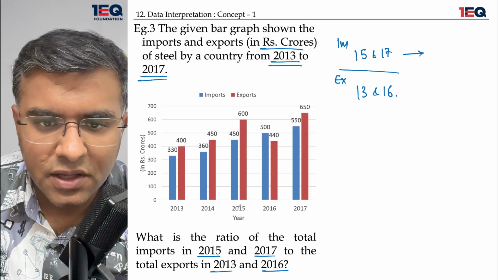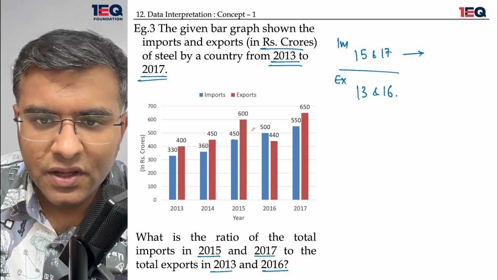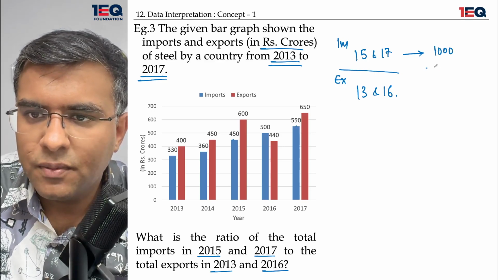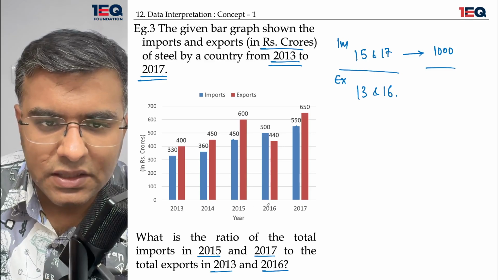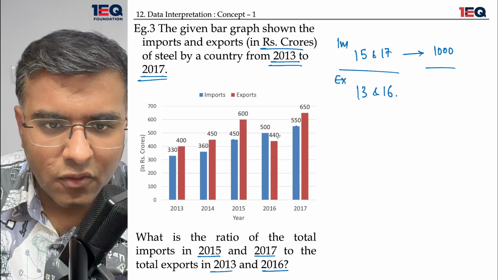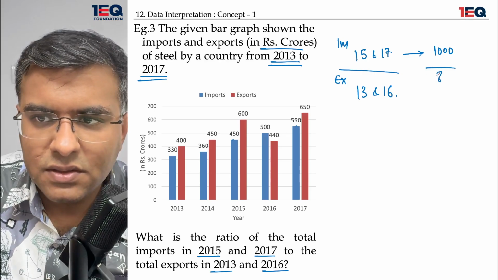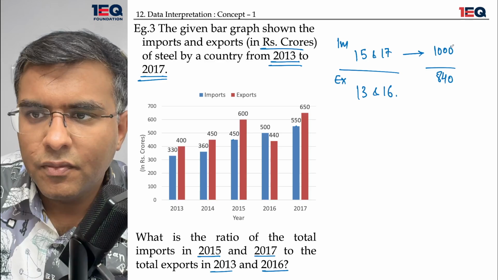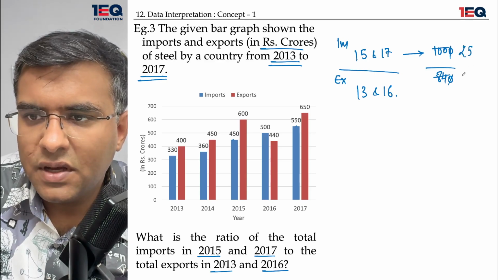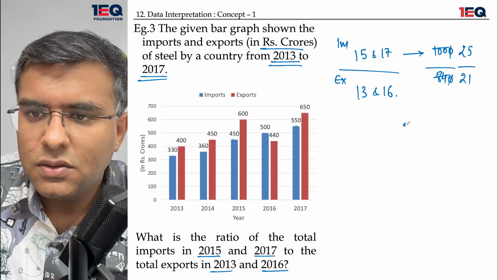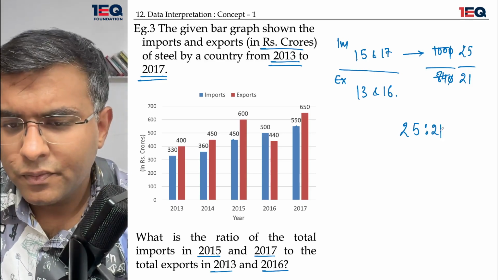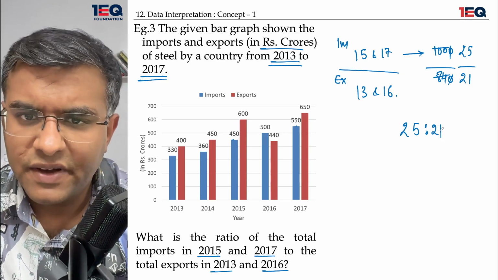For 15 and 17, the imports are blue. That is 450 and 550. 450 and 550 makes it 1000. For 13 and 16, the exports call for 400 and 440. So that is 840. I'll quickly solve it. 1000 to 840 is 25 to 21, which is my output. Yeah, 25 to 21 is my final answer.